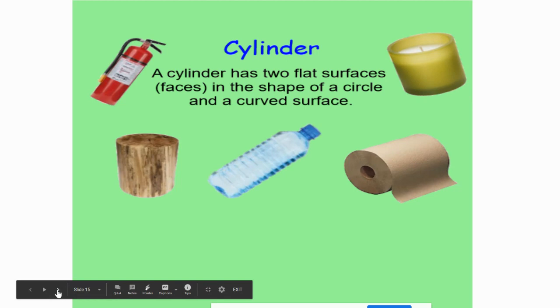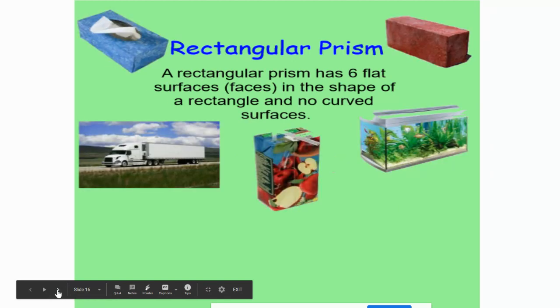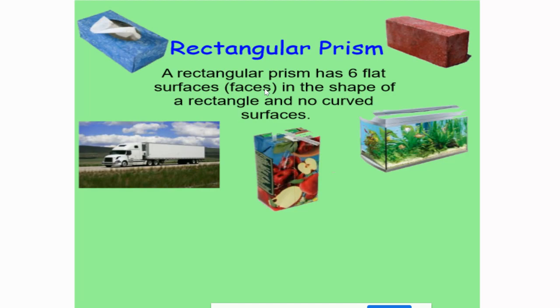Good job. And here we have the rectangular prism. A rectangular prism also has six flat faces or surfaces like the cube in the shape of a rectangle.